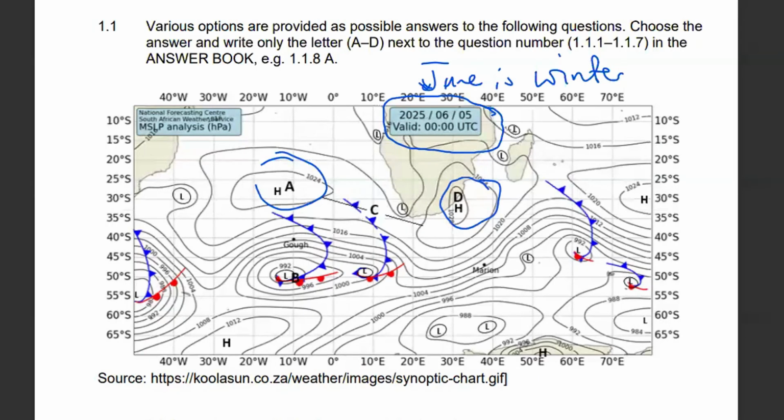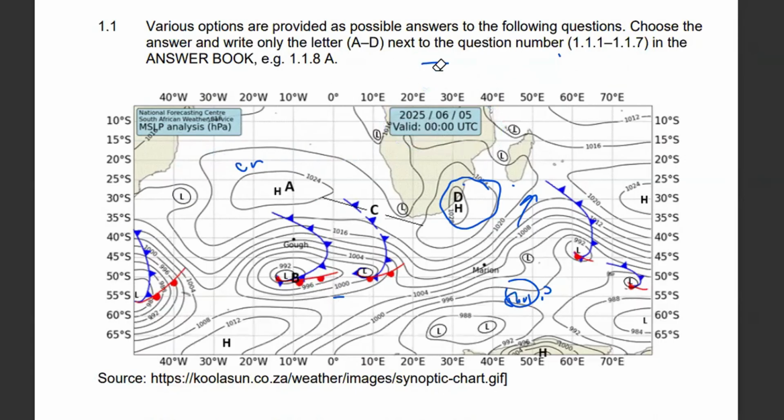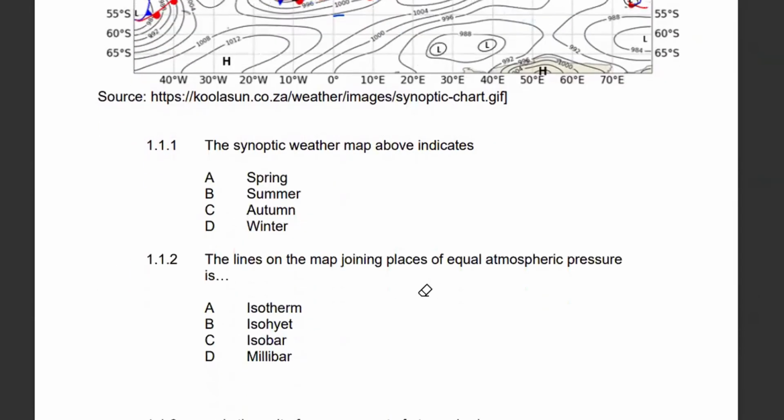Also, these high pressure cells are further to the north. When it's winter, they move further to the north, to the sides of South Africa. But when it's summer, they are further to the south, somewhere here. So we have our South Atlantic high pressure here and our South Indian during the summer season. But when it's winter, they are further to the north. So that is winter for our first question. This is a winter map.